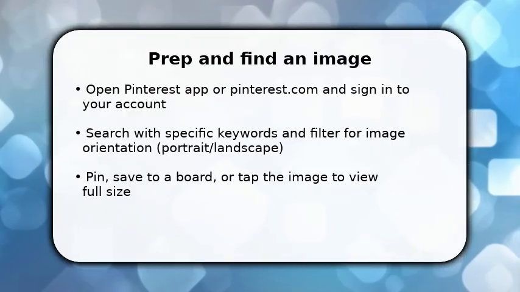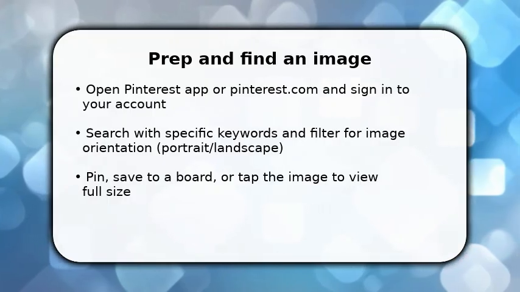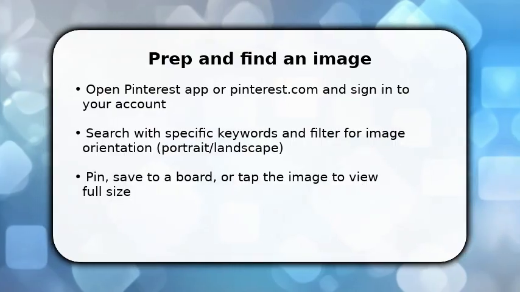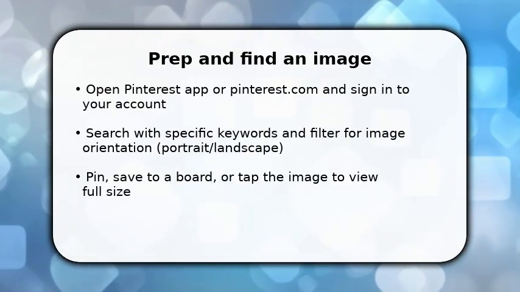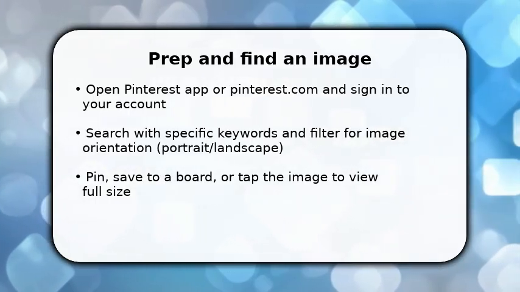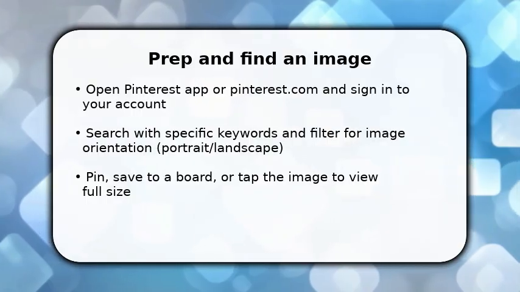You're ready. Open Pinterest on your phone or web browser and sign in. Start by searching precise keywords so you don't waste time. Add orientation like portrait or landscape. Once you find an image, tap to view the full-size preview. You can save to a board or use the download option if available.